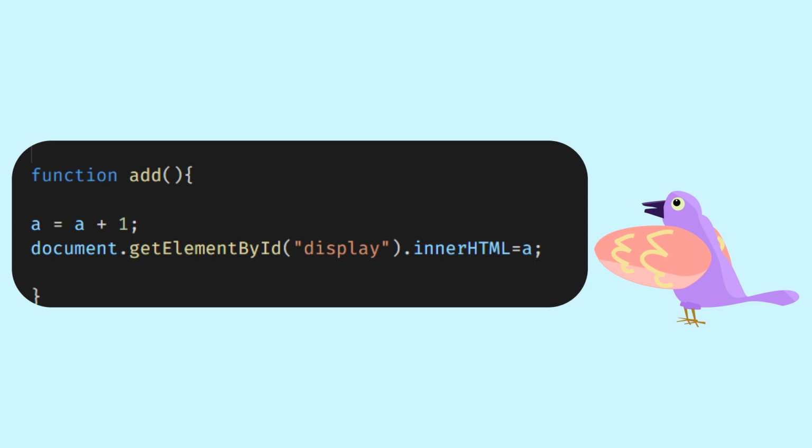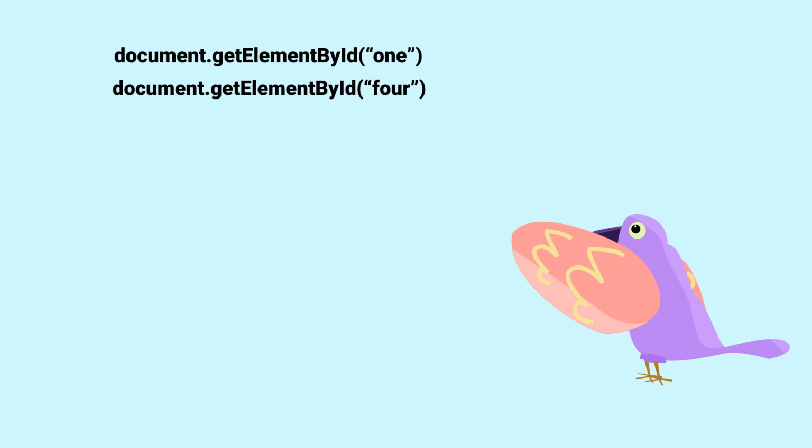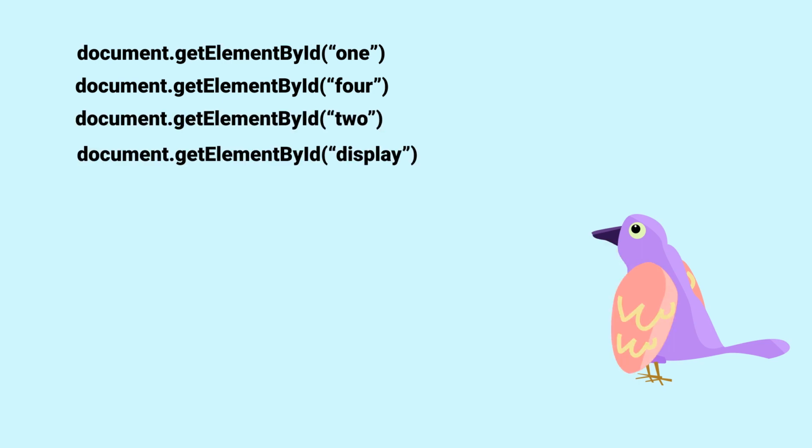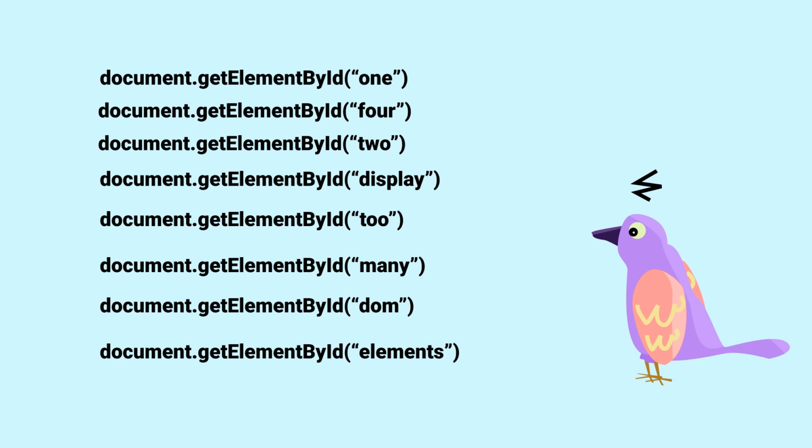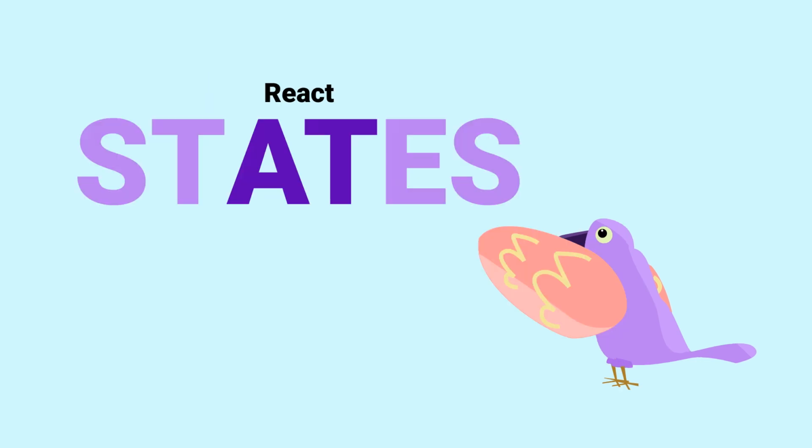Now writing these countless pieces of document.getElementById gets pretty time consuming after a while. The answer to this problem in React is states.